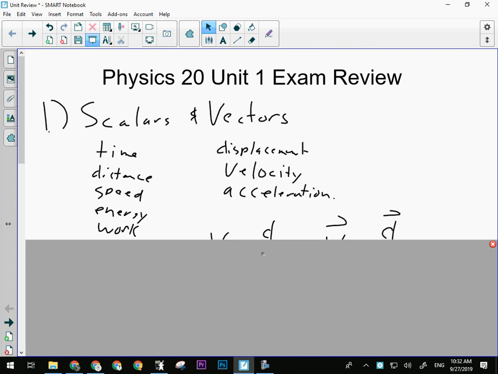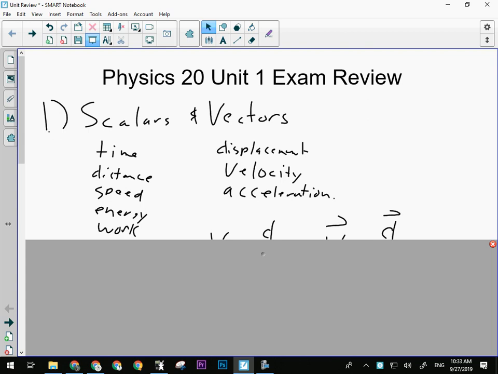Now, it's not that I'm going to have a bunch of multiple choice questions saying which of the following is a vector quantity, which of the following is a scalar quantity, because I'm not. I mean, there might be one, but it's not going to be a significant number of marks. The place where what's on the screen right now is important is in a problem-solving question.